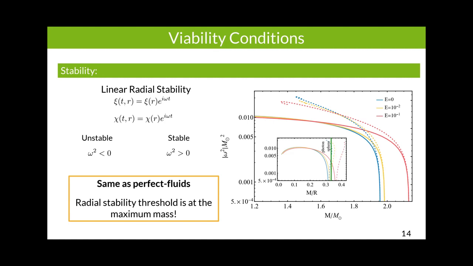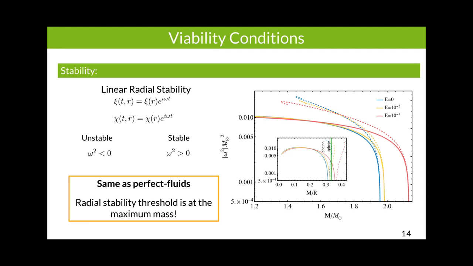I don't think this was intuitive, because in principle there's no reason for it to be so, but it happens to be the case. So it seems that the maximum mass being a threshold for radial stability is really some general property that we can, I guess, understand from other mechanisms.